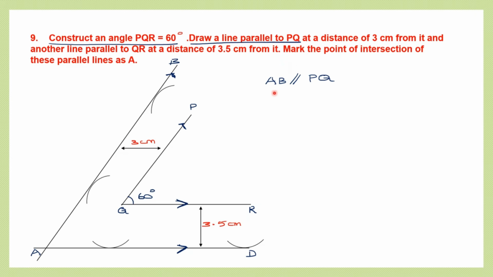Now what are we asked to do? So here let's mark that there, then let's write it as AD. Okay, AD is parallel to QR. Now we're asked to mark the point of intersection of these parallel lines as A. So here we have the point of intersection. This is one parallel line. This is the other parallel line. The point of intersection here, we've been asked to mark it as A, and we have the marking there as A. So this is our construction of two parallel lines and the point of intersection of these two parallel lines.